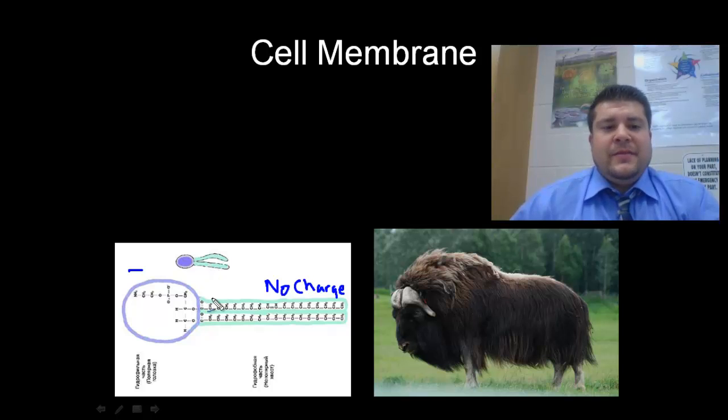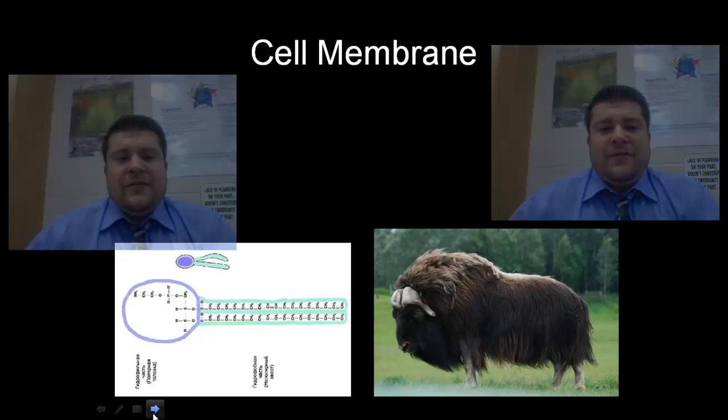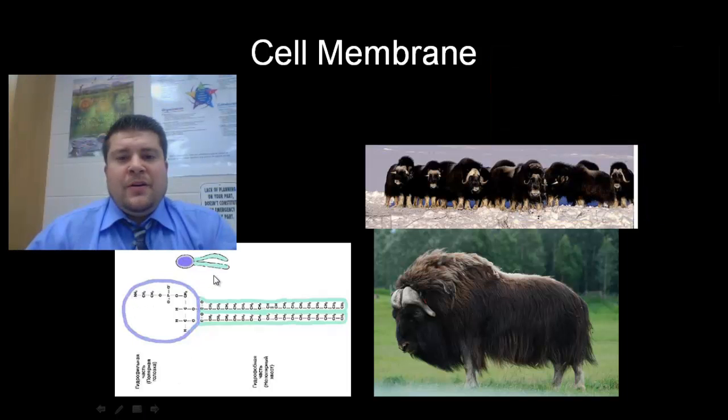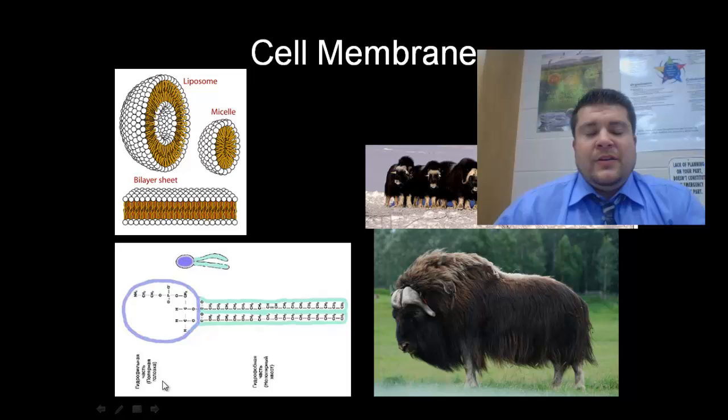inside them. You might be wondering why I have a picture of this musk ox. Well, that's because these musk ox are always looking for a fight. So I like to think that they have a very large charged head. When they fight, they usually keep all of the baby musk ox in the center, and then they stick their heads out. And this is what we see when we look at a plasma membrane.